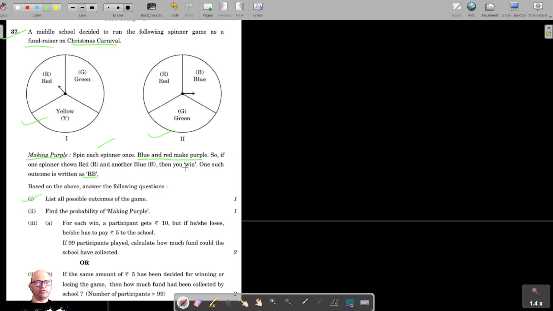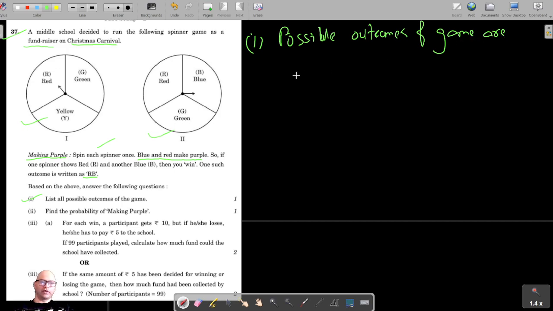We have to list all the possible outcomes of the game. So the possible outcomes of the game are as follows. This is the first spinner, which has red, green and yellow regions. And then the second spinner has red, blue, and green regions.